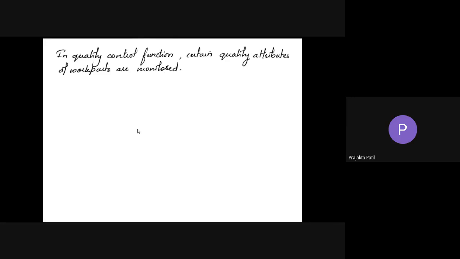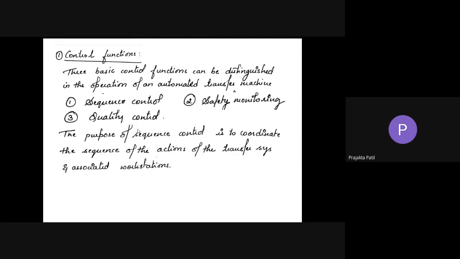So if you remember at the start of the unit, I had told that automated production lines can also have inspection stations in between. Okay, so that stands important here. So if you can't have an automated inspection line, you can have a separate inspection station, which is going to help you in checking the desired quality characteristics of that particular part. Okay, so this is about the three basic control functions, that is sequence control, safety monitoring, and quality control.